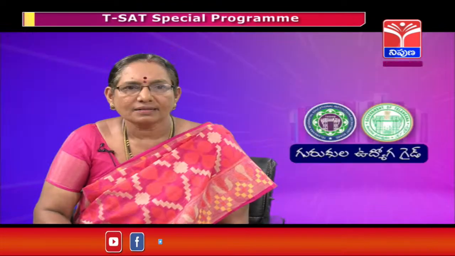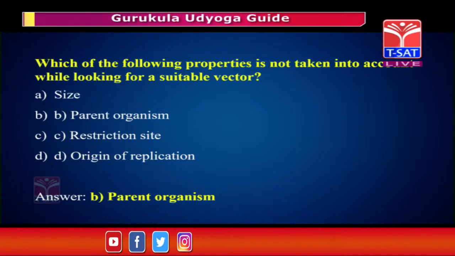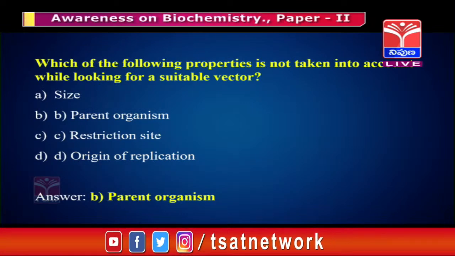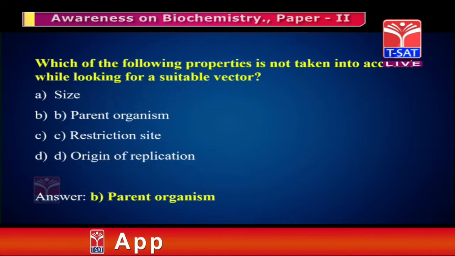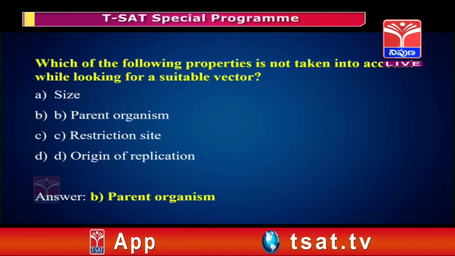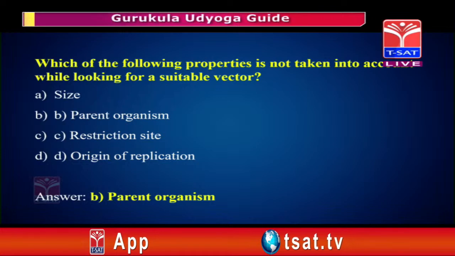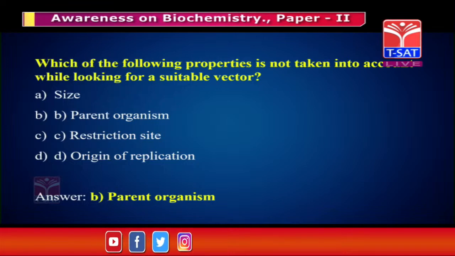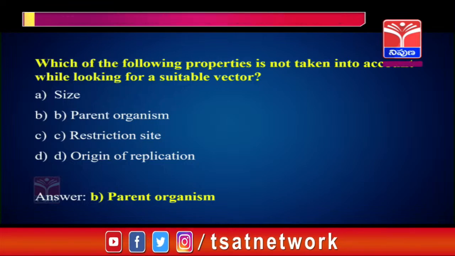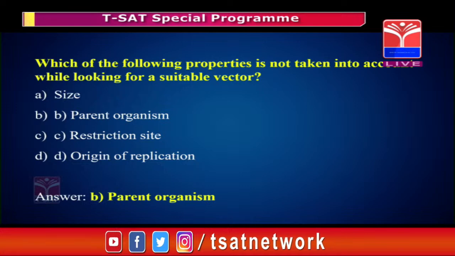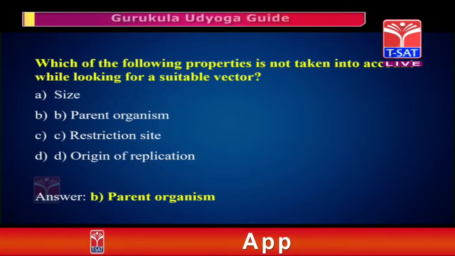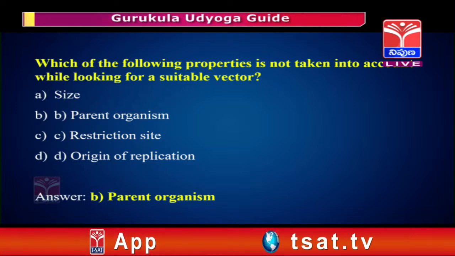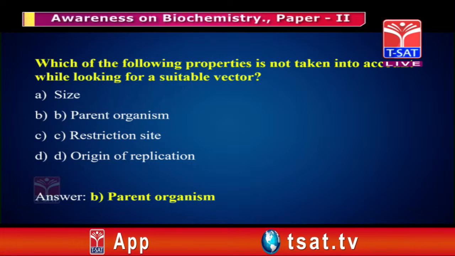Yeah, next bit. Which of the following properties is not taken into account while looking into the suitable vector? When people are selecting a vector, it's not simply picking any vector and starting cloning, but you have to understand the carrying capacity of the vector, that is the size, the organism in which the vector is being put in, that is the host, and also the restriction site where actually it is, and whether there is any autonomous replication property, that is origin of replication.